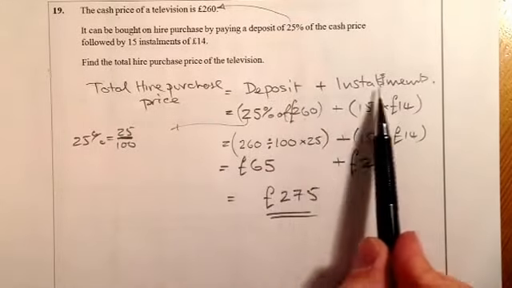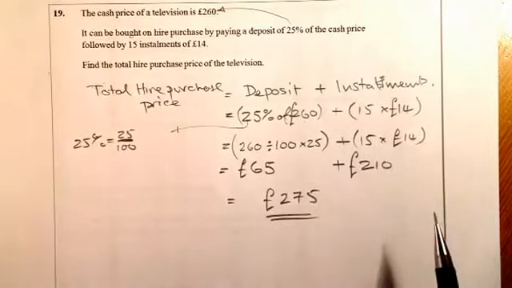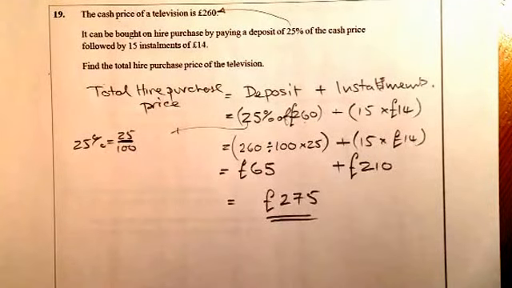Now I've kept that all together to show you how that's done. You can do the things separately and add them together at the end to get your final answer. That's question 19.